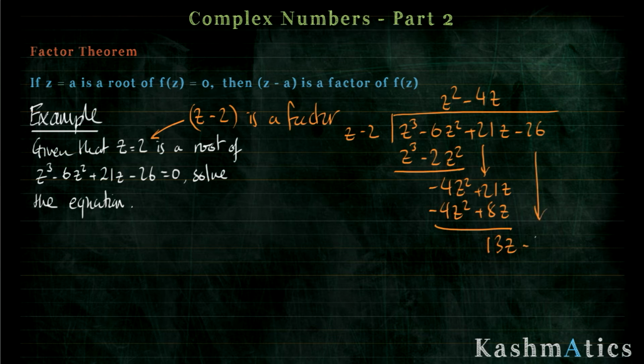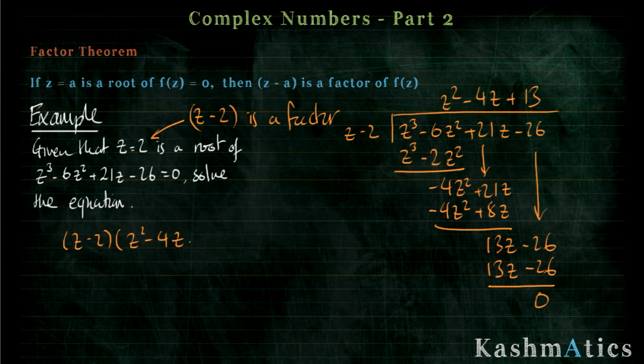And then bring this down. And how many z's are there in 13z? There's 13 of them. And then multiply that, and I get 13z minus 26, and that gives me a remainder of 0, which means this equation can be written as z minus 2 times z squared minus 4z plus 13 equals 0. So hopefully you can see why one of the solutions is z equals 2, but from here I need to get my other solutions.